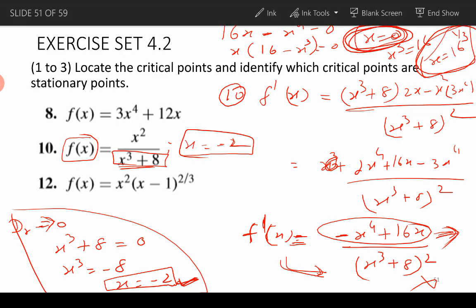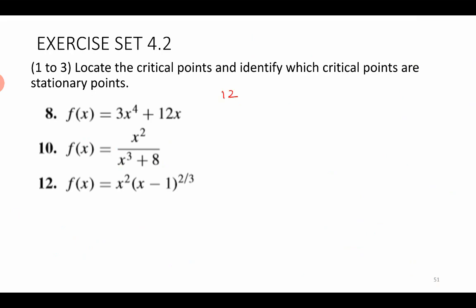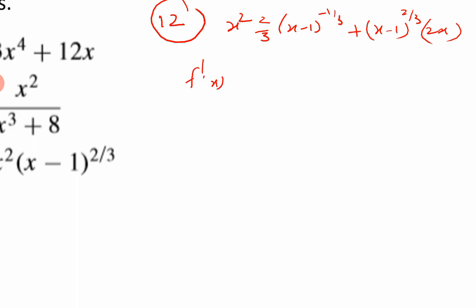So let's see problem number 12. Differentiate it by the product rule. Keep x square, differentiate the power 2 by 3, giving x minus 1 to the power minus 1 by 3, plus x minus 1 to the power 2 by 3 is kept. Differentiate x square, you get 2x. Now simplify. This is the first derivative actually.